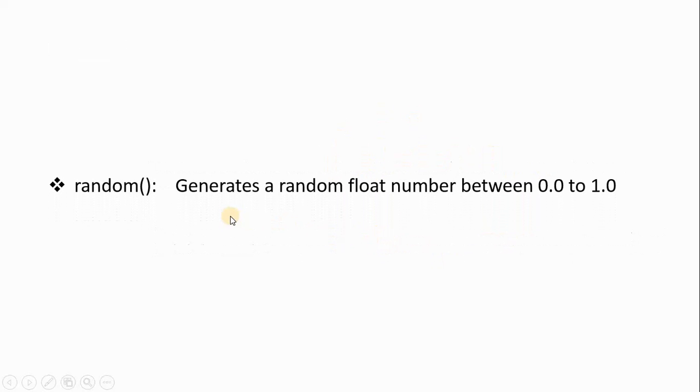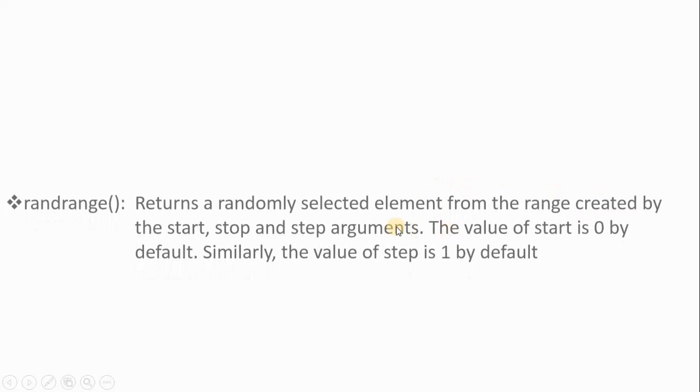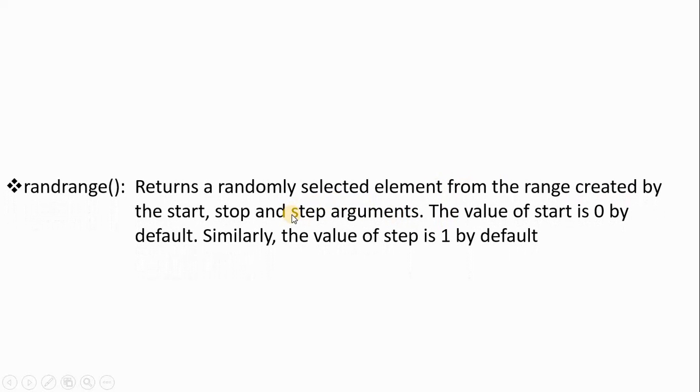Under this, the first function is random. This function generates a random float number between 0 and 1.0. The second one is randint. This returns a random integer between specified integers. And the third one is randrange. This returns a randomly selected element from the range created by the start, stop and step arguments. The value of start is 0 by default. Similarly, the value of step is 1 by default.